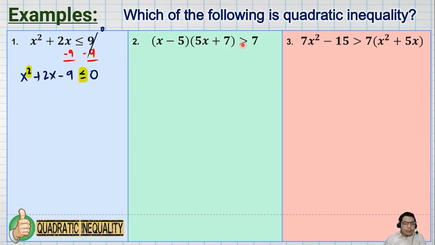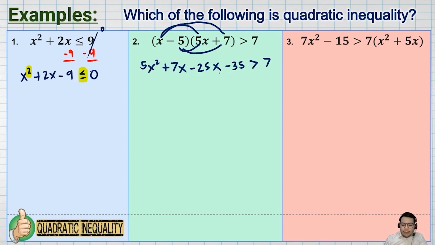Pero titingnan natin kung makakakuha tayo nun para maging quadratic siya. To furtherly simplify this one, we have to use FOIL. X times 5x, so we'll be having 5x squared. Then x times 7, so we will be having plus 7x. Then negative 5 times 5x, so we will be having negative 25x. Then negative 5 times 7, so we will be having negative 35. Then let's copy greater than 7.